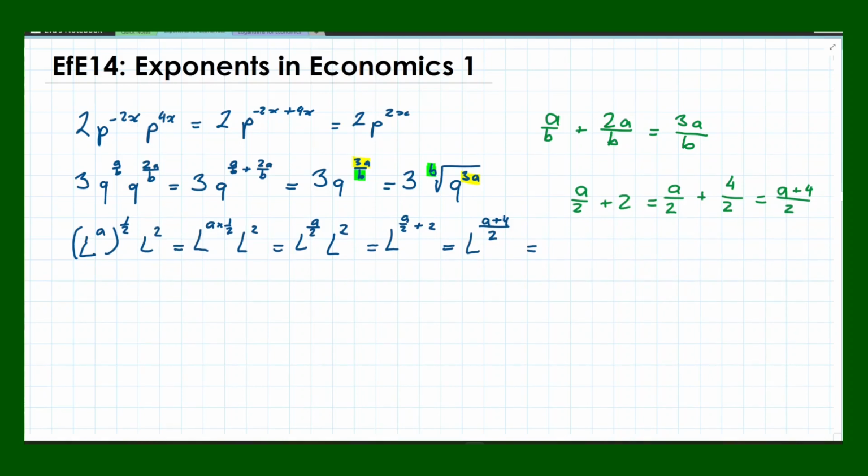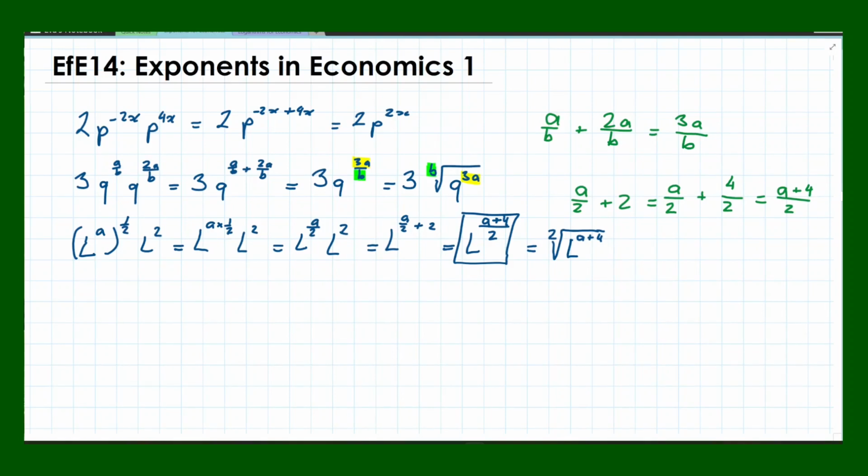So in the fractional power, the denominator is 2, so that's going to be a square root. The base is L, so that's not going to change, and the power is now a plus 4. Again, you may or may not want to bring up the root. It really depends on the circumstance in which you're trying to manipulate this. My guess would be that you would leave this form, because that's most common in economics.